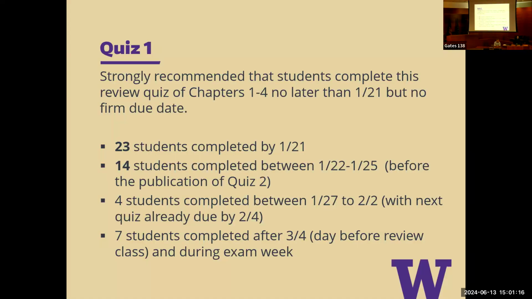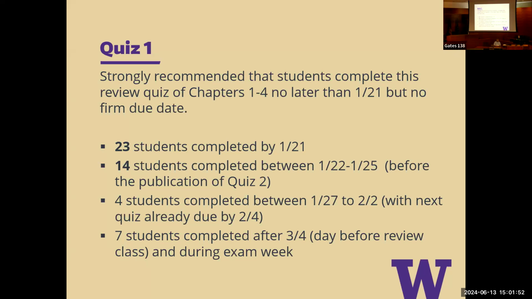But when it came to when they took the quizzes, it really varied. So you see that with the first quiz, which I recommended they take no later than January 21st, which was about, I don't know, for us, 2-3 weeks into the quarter, right? So 23 students out of the 48 completed it by the due dates. 14 students completed it within the week following, so still more or less on target, although we've moved on to other materials. So I would say about half of the class, more than half of the class.